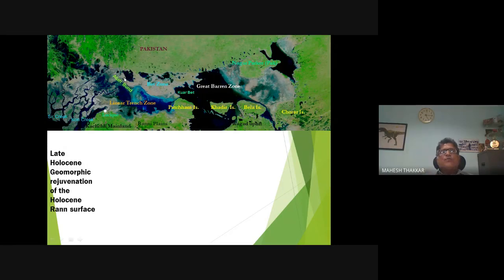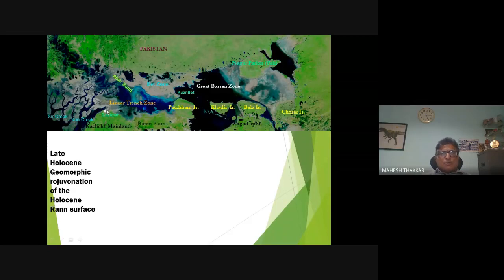That is the only earthquake where, even today, you will see the surface deformation quite nicely. After 200 years of this earthquake, today, if you go to this particular place, you can see the signature of the 1819 earthquake quite clearly, with the rejuvenation of the Rann surface. There is no fault plane exposed, but the rejuvenation of the Rann surface, the division of the Rann surface, one is to the north, the other is to the south.